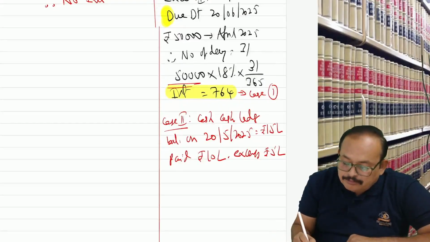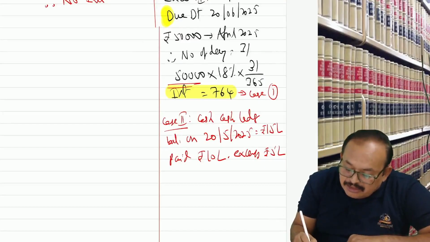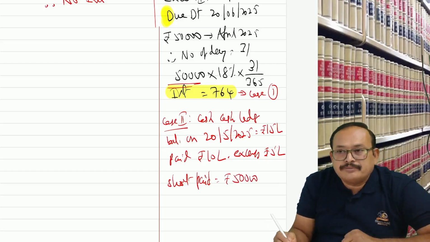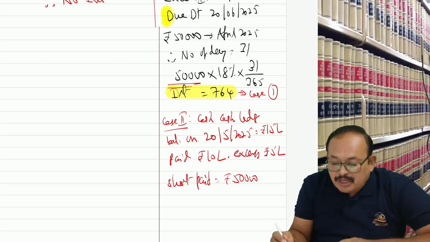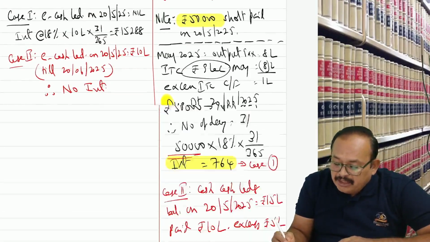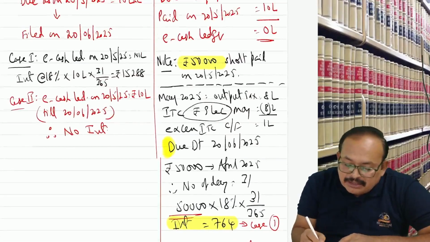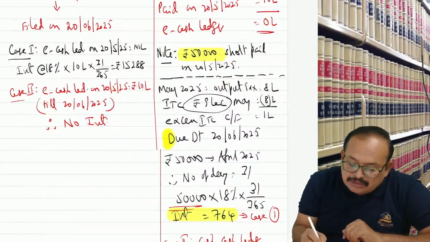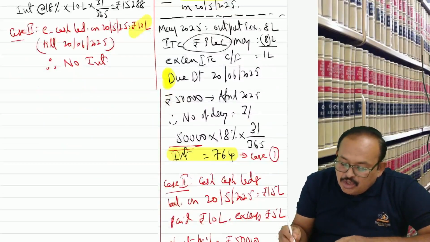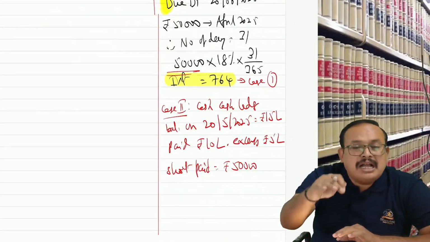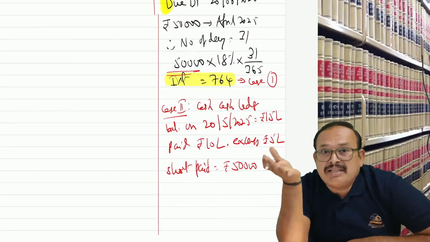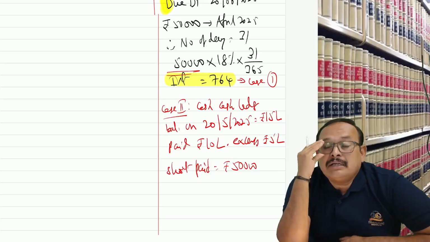Now we notice that short paid how much? 50,000. Why short paid 50,000? Because you showed in the return to pay only 10 lakhs. Only 10 lakhs you have brought here. Yes, 10 lakhs you showed in the return, and the return was also filed. Excess electronic cash ledger balance how much is there? 5 lakhs. Now return filed case.